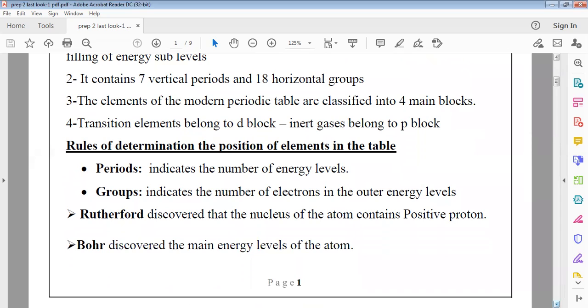Also among the important scientists who have a point and a rule and a very important role in the classification of the elements: Rutherford. He discovered that the nucleus of the atom contained positive protons, or he discovered the main energy levels, which are K, L, M, N, O, P, Q. And with that we have finished the first lesson.